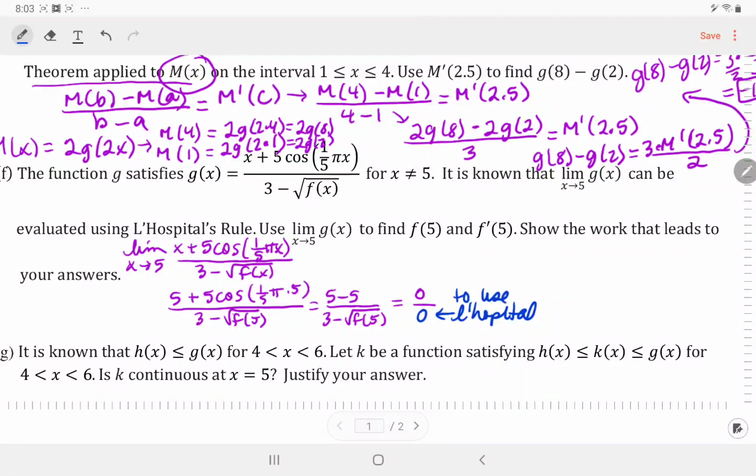Some people put an S in L'Hopital, and then some people put like a little caret over that. So either way is fine.